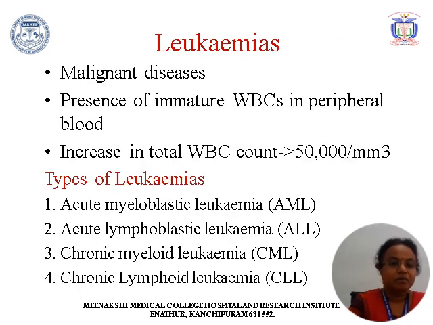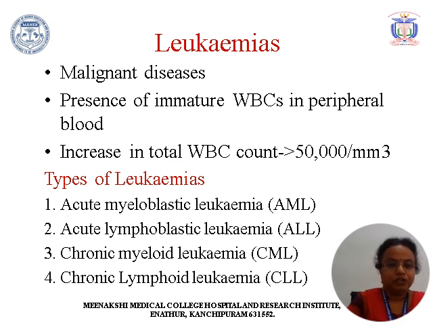So as I said, leukemias are malignant diseases in which immature WBCs are present in the peripheral blood. And the increase in WBC count will be more than 50,000 per cubic millimeter. And these are the types of leukemia: AML or acute myeloblastic leukemia, acute lymphoblastic leukemia, chronic myeloid leukemia, and chronic lymphoid leukemia.